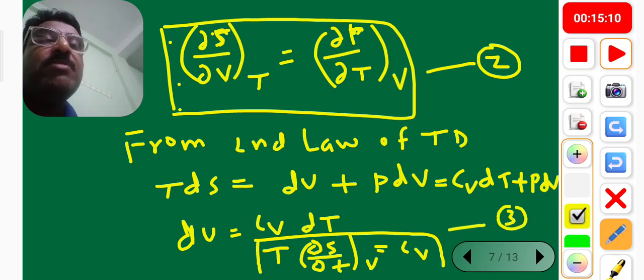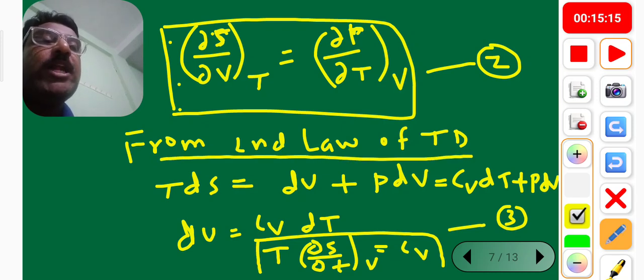So I'm taking the second law of thermodynamics, and T into (∂S/∂T) at constant volume, you will get Cv.